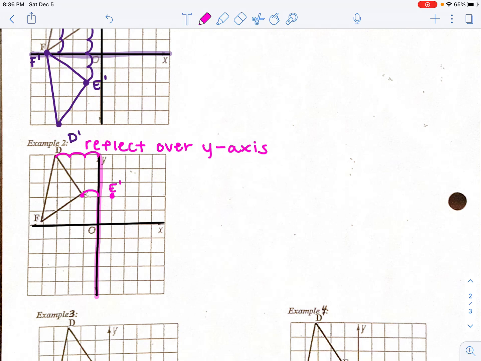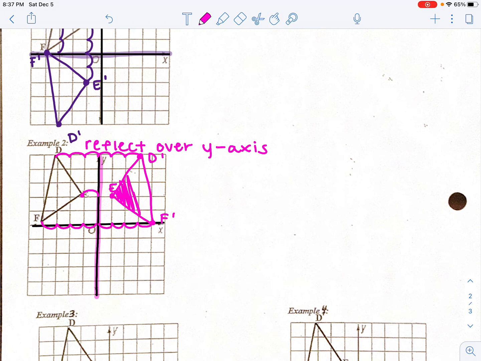D is 1, 2, 3 away. So I'll go 1, 2, 3 away and get D prime. F is 1, 2, 3, 4 away. 1, 2, 3, 4. F prime. So I'm going to connect my dots. And there's my new solution.